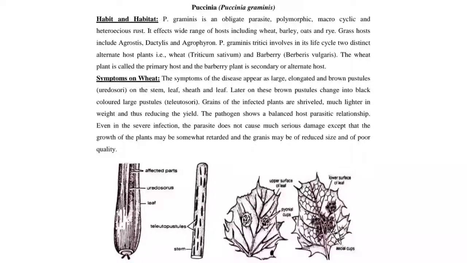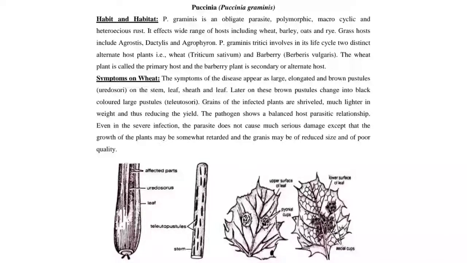Symptoms on wheat. The symptoms of the disease appear as large, elongated and brown pustules, uredospores, on the stem, leaf sheath and leaf. Later on these brown pustules change into black-colored large pustules, teliosori. Grains of the infected plants are shriveled, much lighter in weight, and thus the yield is reduced.